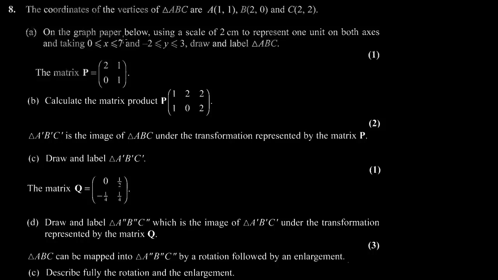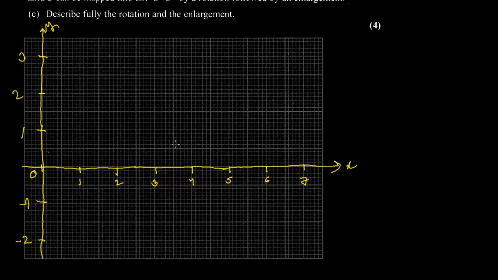So the first thing that we have to do is put this on the graph paper. So A is 1, 1, B is 2, 0, C is 2, 2. So 1, 1 is starting from the origin. So 1, 1. So this is A. 2, 0. So this is B. 2, 2. That is C. So we have to draw this triangle, A, B, C.